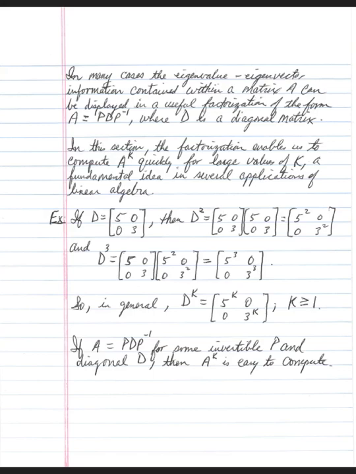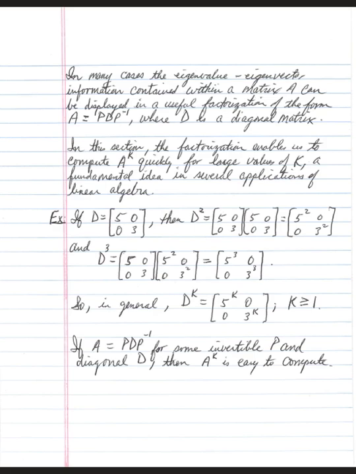In many cases, the eigenvalue and eigenvector information contained within a matrix A can be displayed in a useful factorization of the form A equals P times D times P inverse, where D is a diagonal matrix. In this section, the factorization enables us to compute A to the K power quickly for large values of K, a fundamental idea in several applications of linear algebra.